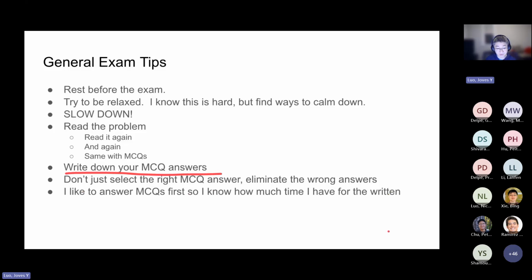And again, I personally like to answer the multiple choice questions first. I like to read the written problems and then move on to the multiple choice questions so that I know exactly how much time I have left when I go to the written part of it. If I do the written part first and I start to have less and less time, I don't know how much time I have to solve the multiple choice questions, and multiple choice questions do not have partial credit, whereas the written parts do. Okay, and try to enjoy the exam.